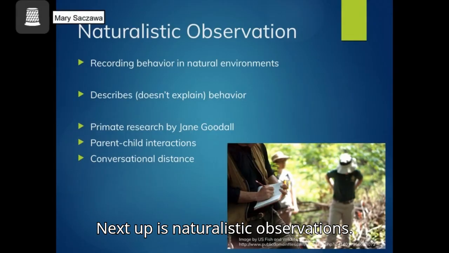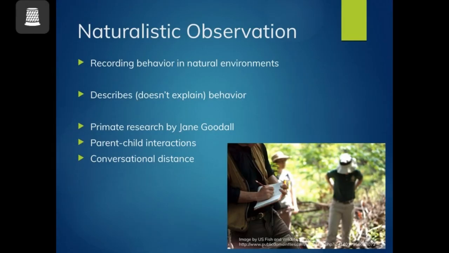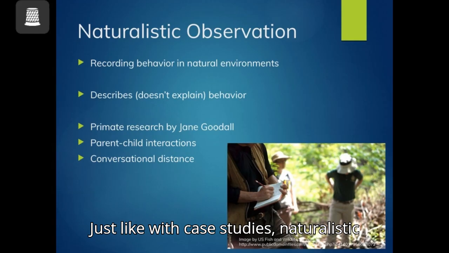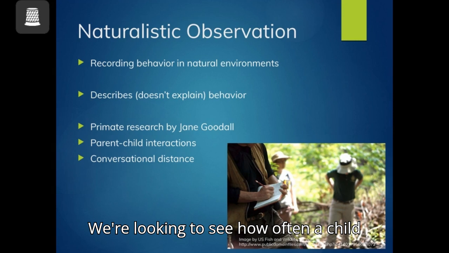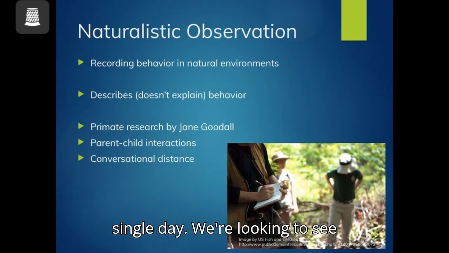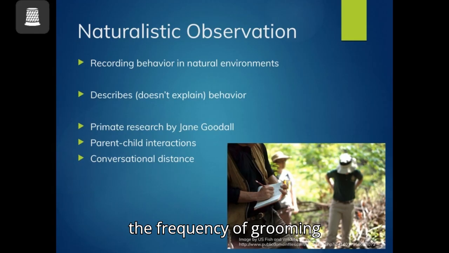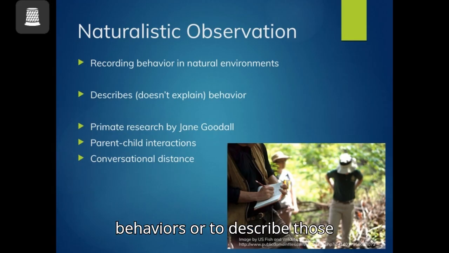Next up is naturalistic observations. Naturalistic observations are used to record behavior in natural environments. Just like with case studies, naturalistic observations only describe behavior. We're looking to see how often a child with ADHD gets up from his seat in the classroom every single day. We're looking to see the frequency of grooming behaviors in chimpanzees. So we're looking to see the frequency of behaviors or to describe those behaviors.